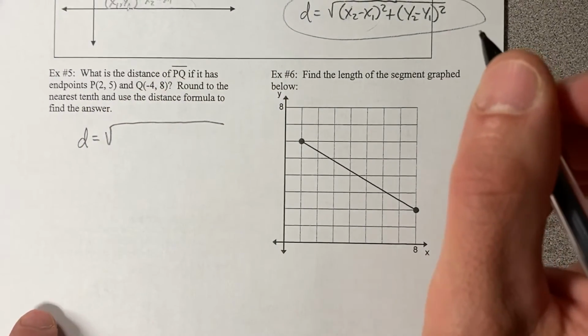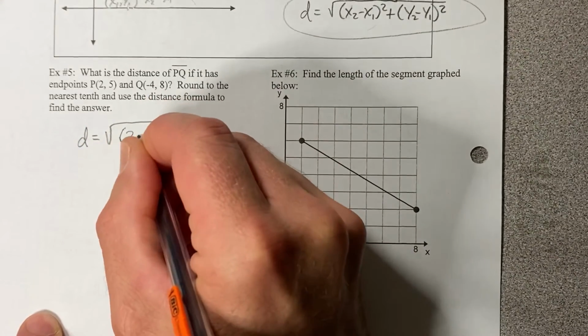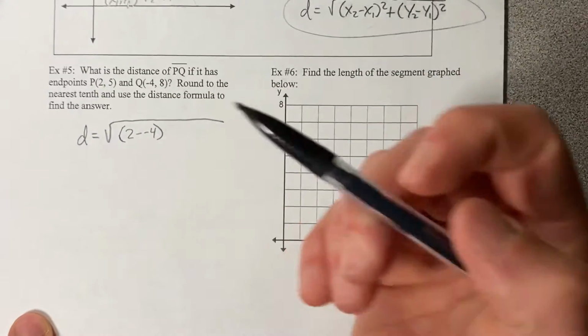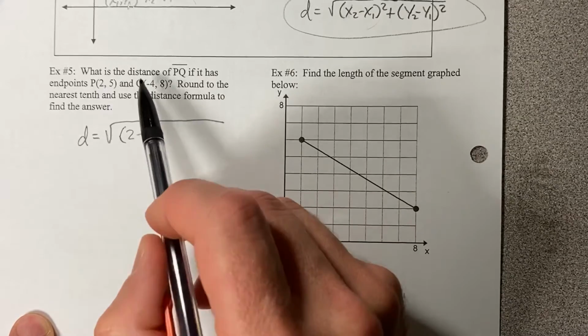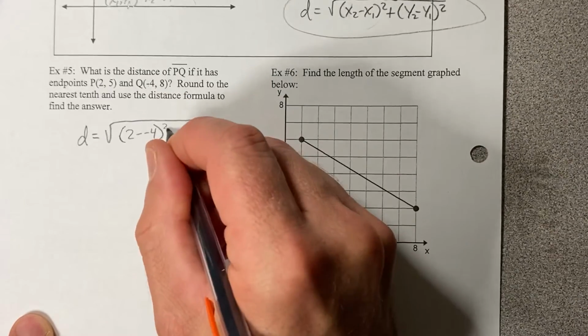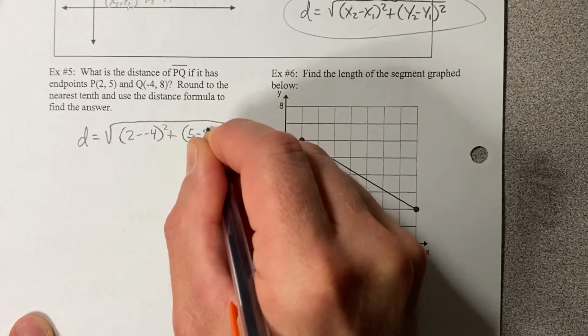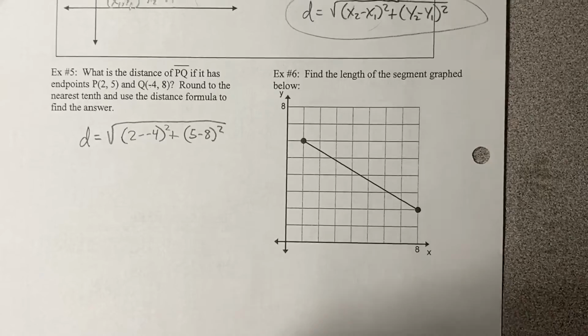And then we want to subtract the x's. It doesn't matter which order you do it. I just like to be consistent because sometimes in math it does matter. So I'm going to go 2 minus negative 4 squared plus 5 minus 8 squared. That's the setup for the distance formula.